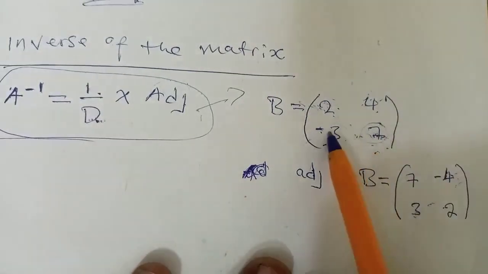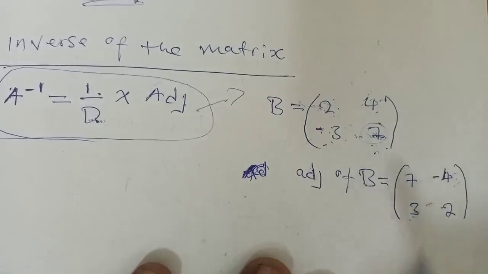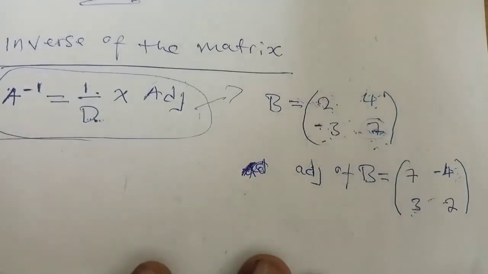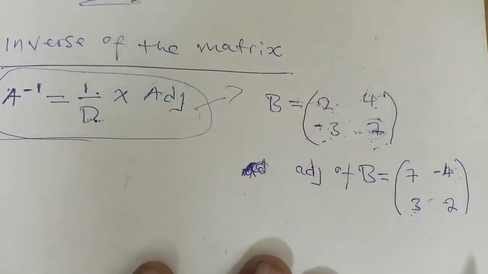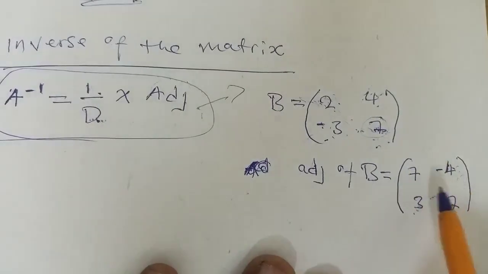So this one, it was negative, so it has to be positive, like that, as simple as that. So this is how we find the adjacent of the matrix.